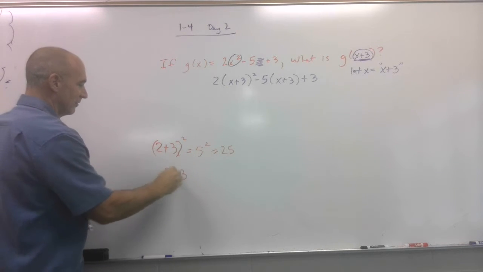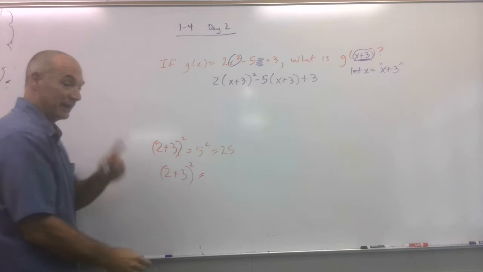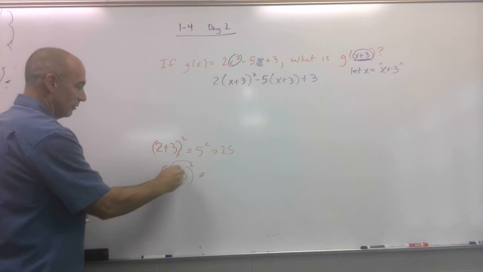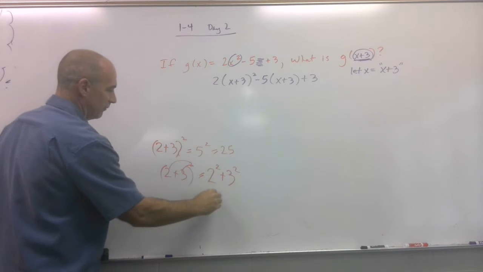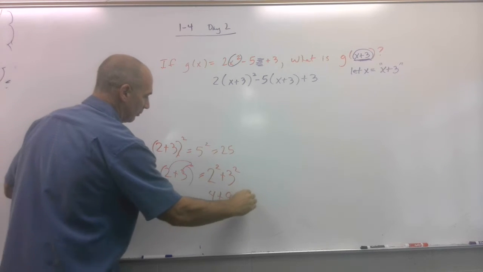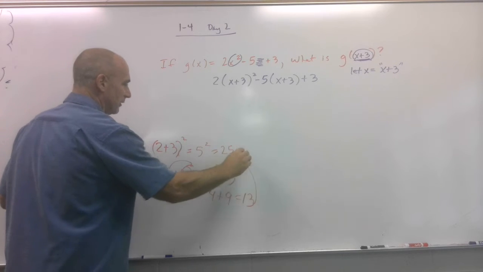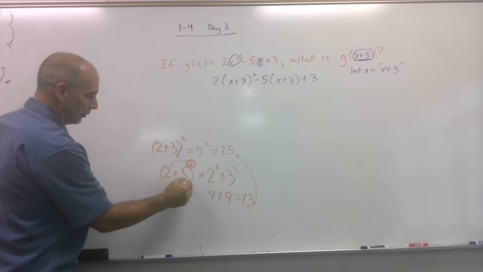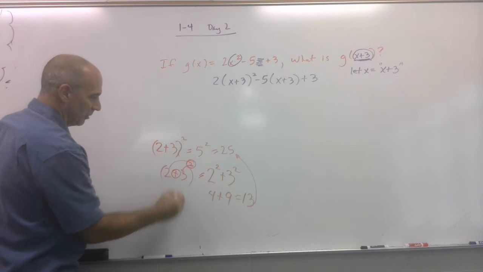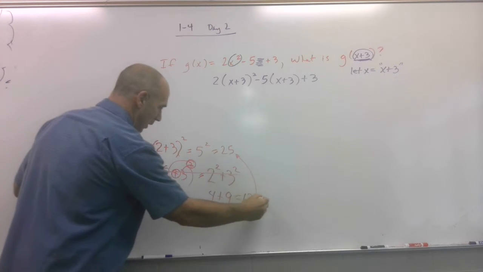If you tried something like this, watch, distribute, distribute, you get 2 squared plus 3 squared, which is 4 plus 9, which is 13, which sure isn't 25, which means you cannot distribute a power through a binomial if there's a plus or a minus. It just does not work.